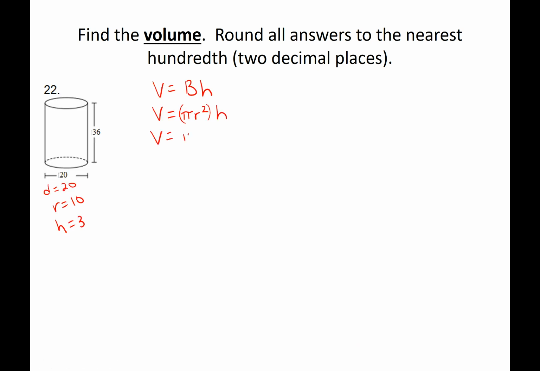We have pi. We know the r is 10 squared, and then the h is 36. I didn't get that quite written down before. So then I just need to type that into my calculator. I'm going to do pi times 10 squared times 36, and I get 11,309.73. That's a rounded answer, and since it doesn't have units, I'm going to say units cubed.